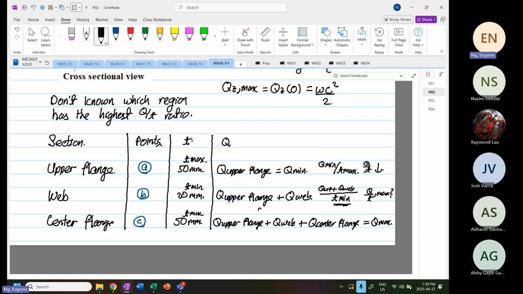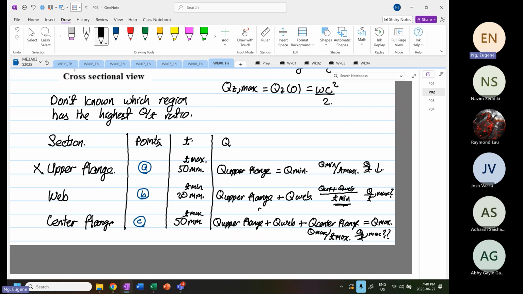Whereas for the next one, at the center flange region, you have Q max and then T max. Is this the Q over T maximum? We don't know, so the only way to know is to calculate. For very sure, we know that the upper flange is never a contender. Why? Because the first moment of area is the minimum, and unfortunately the thickness is at its maximum. So don't bother.